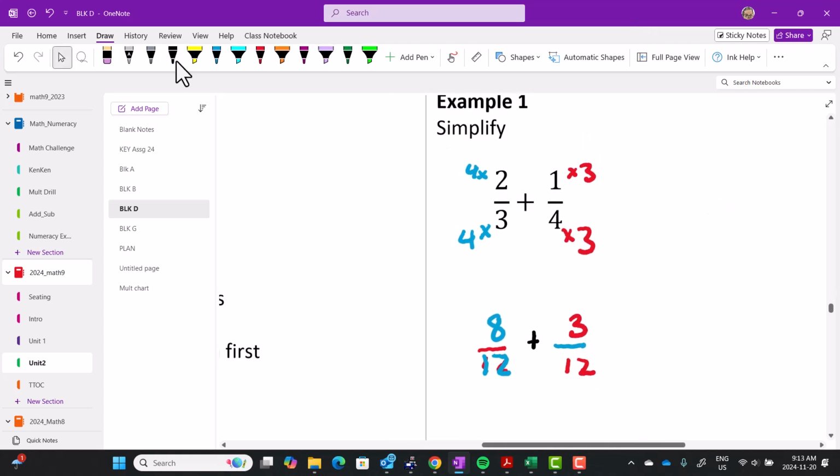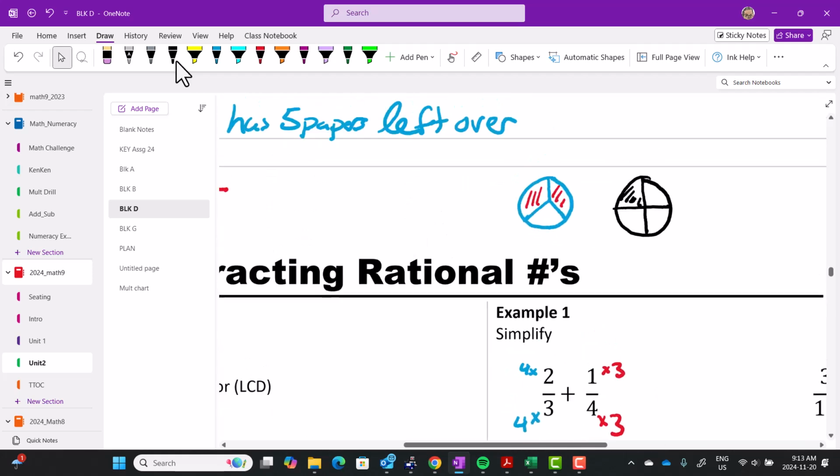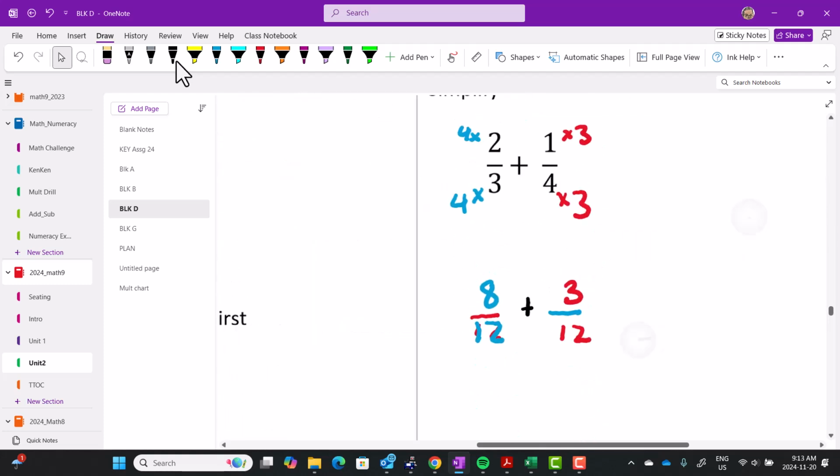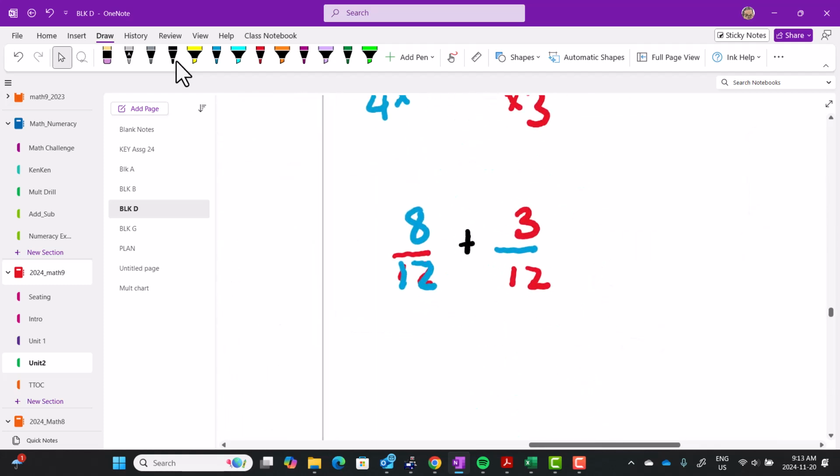Now they're out of the same size pieces. We're not into this weird situation where the size of the pieces are different. We manipulated the numbers, so they're out of the same size pieces. We have 8 of them here. We have 3 of them there. Altogether, we have 11 of these size 12 pieces, or twelfths is how you pronounce it, 11 twelfths. Right? That's it.